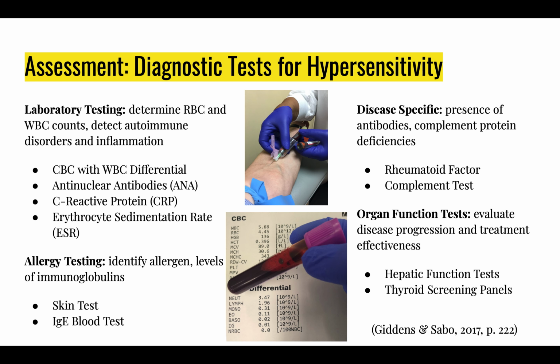The rheumatoid factor test can detect the presence of autoantibodies and help confirm an RA diagnosis. A complement test is used to determine deficiencies in the complement system that are associated with autoimmune dysfunction. Organ function tests, such as a thyroid screening panel or hepatic function tests, are performed to determine disease progression and evaluate the effectiveness of treatment methods.